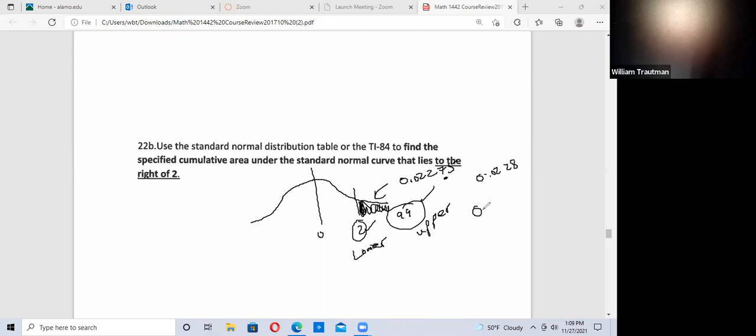0.0228. 0.0228 is our answer for this problem.